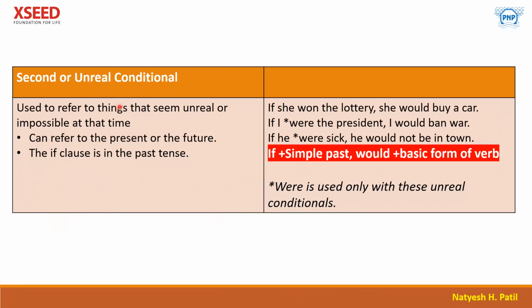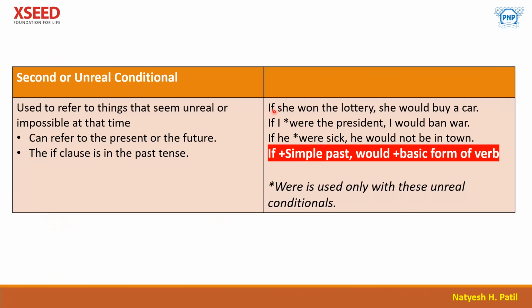Second or unreal conditional, used to refer to things that seem unreal or impossible at that time. It can be referred to the present or the future. That's why it has been said unreal. The if clause is in the past tense, and here the first clause, the sentence which is starting with if, would be in past tense. If she won the lottery, she would buy a car.